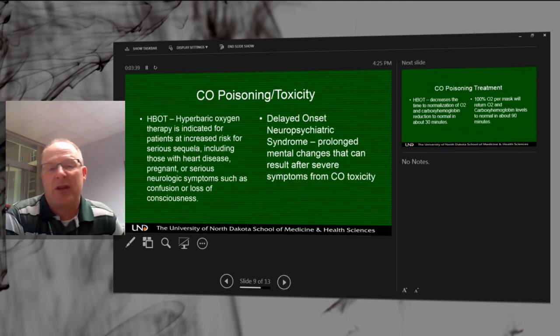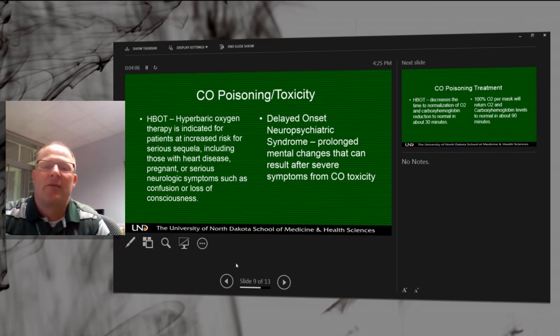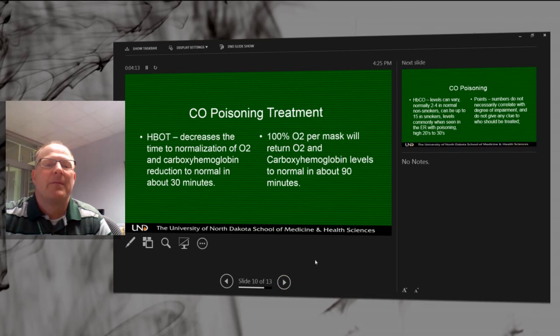Hyperbaric oxygen therapy is indicated for patients at increased risk for serious sequelae, including those with heart disease, those who are pregnant, or those who are experiencing serious neurologic symptoms, such as confusion or loss of consciousness after exposure. There is also this delayed onset neuropsychiatric syndrome, which can express itself with prolonged mental status changes that result after severe symptoms from carbon monoxide toxicity. There may be some benefit to hyperbaric oxygen therapy for those patients, and so in anyone who has neurologic symptomatology, hyperbaric oxygen should be considered.